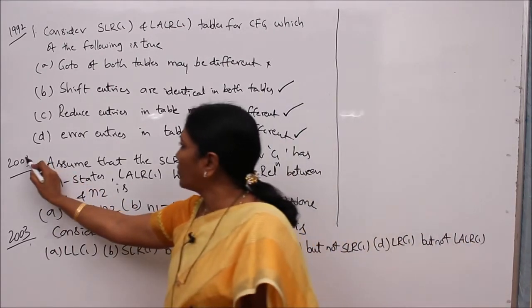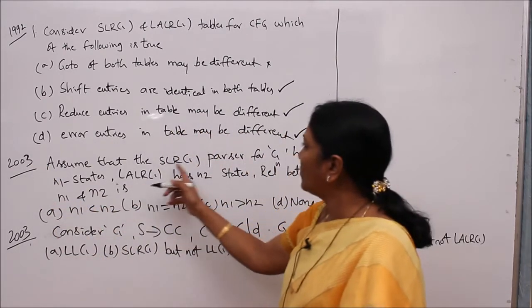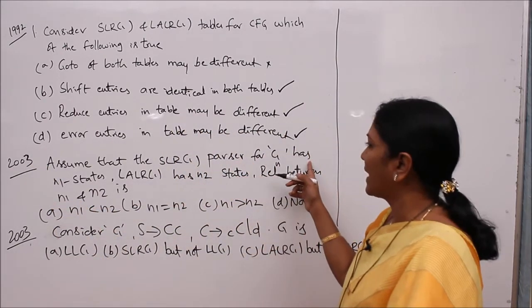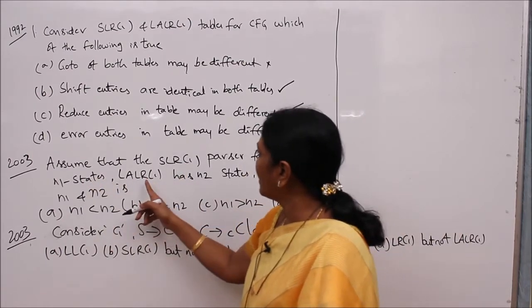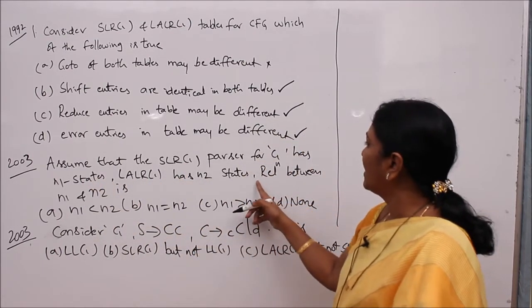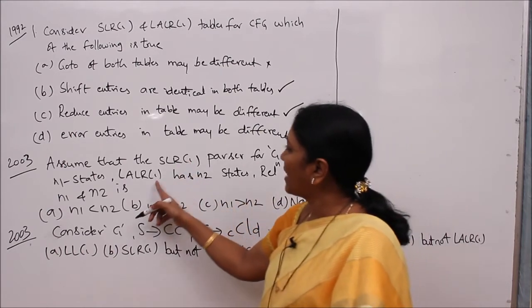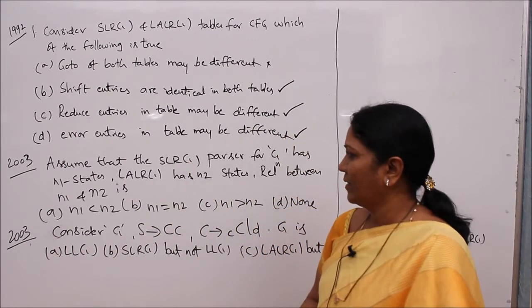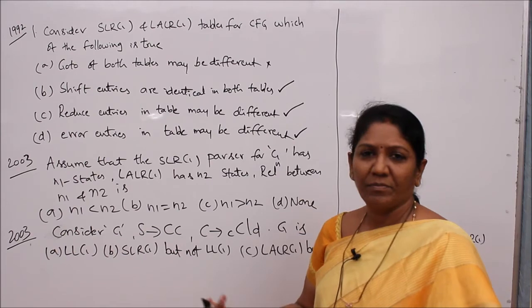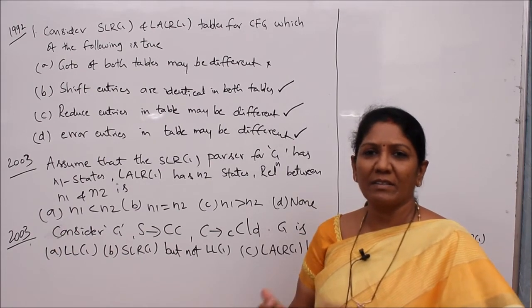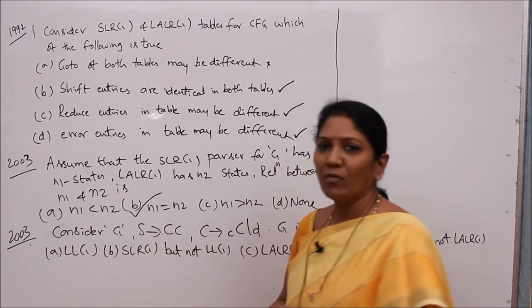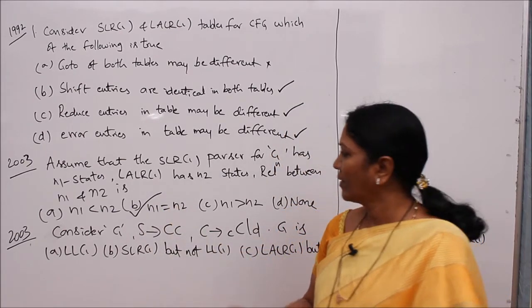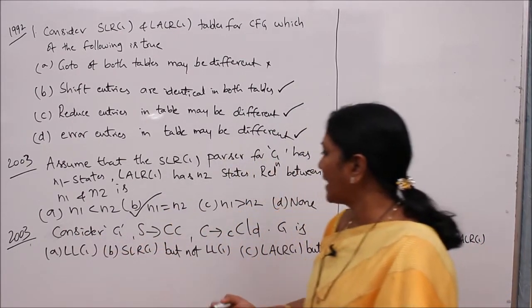This was asked in 2003. Assume that the SLR1 parser for a given grammar has N1 states. SLR1 has N1 states, LALR1 has N2 states. Then what is the relation between SLR1 and LALR1? What is the answer? For a given grammar, when you construct SLR1 and LALR1, both will have the same number of states.